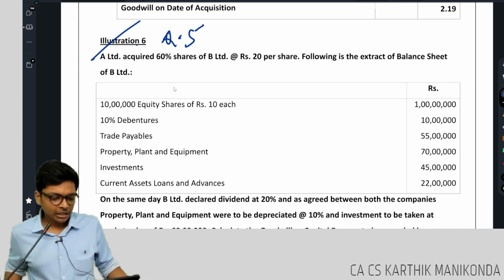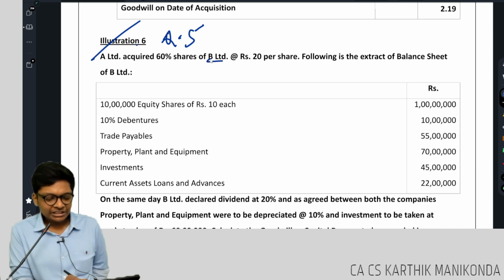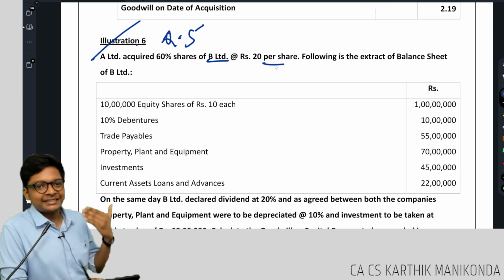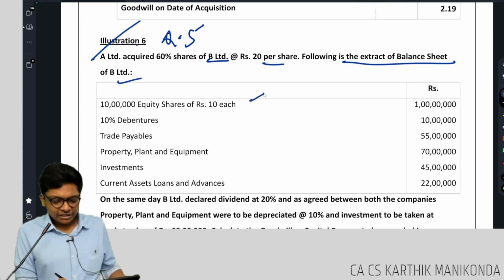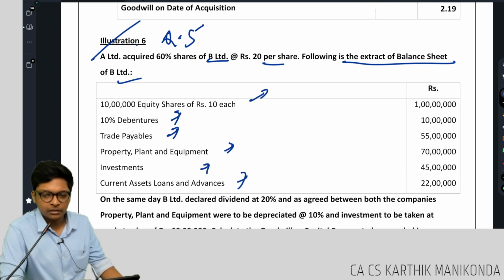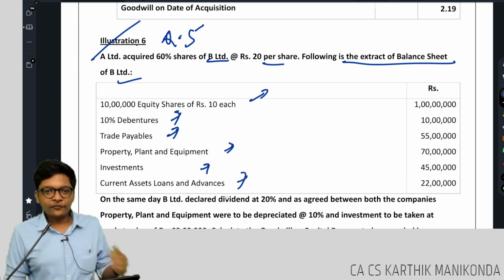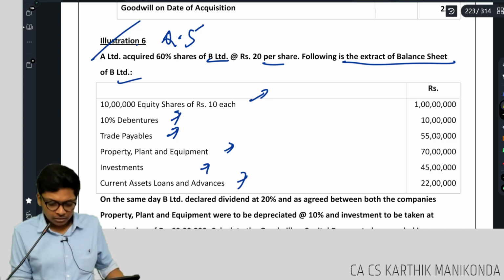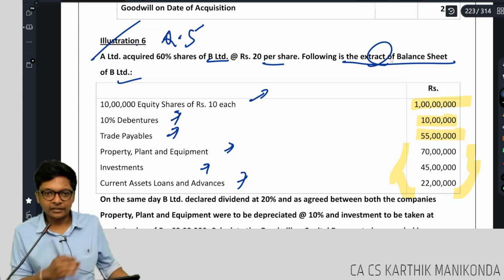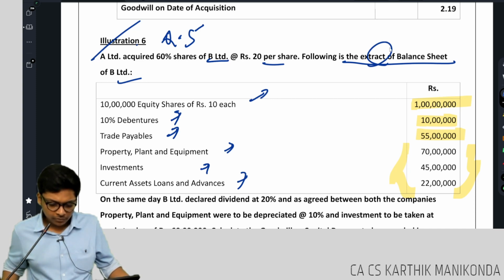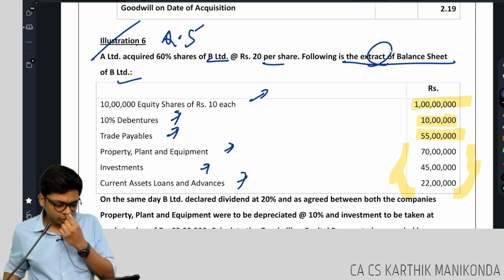Okay. A Limited acquired 60% shares in B Limited for 20 per share. Who's the holding? Loudly guys. A. Who's the subsidiary? B. Following is the extract of balance sheet. They are given share capital, debentures, trade payables, assets, investments they are given. Correct? They are given the full balance sheet. Check if it's tallying. This is my liabilities. This is my assets. Tallying. It might not tally. Extract they have given. Tallying. No, I don't think it will tally.